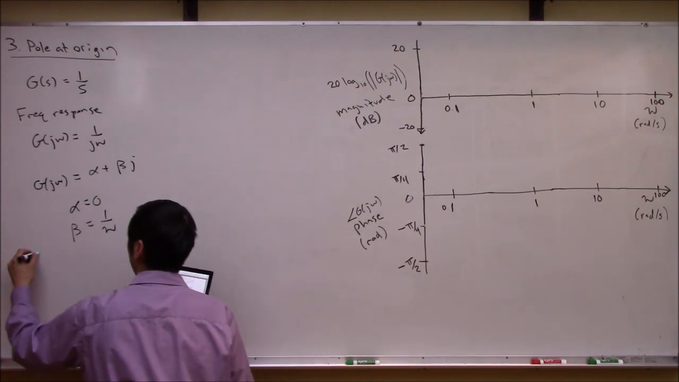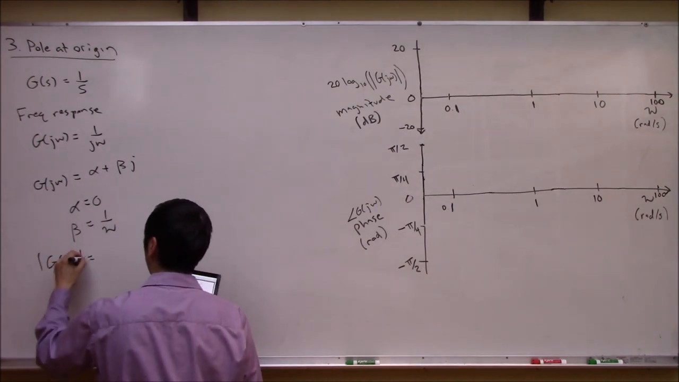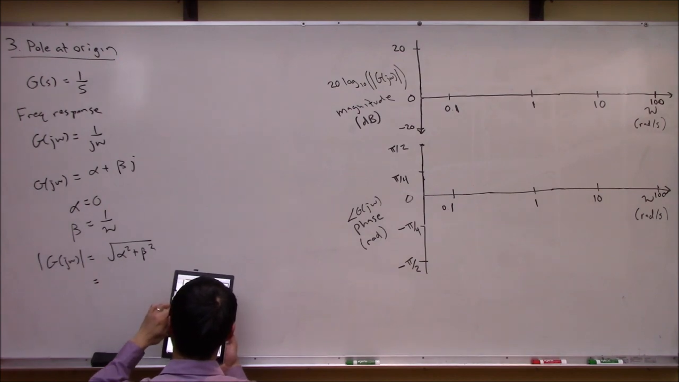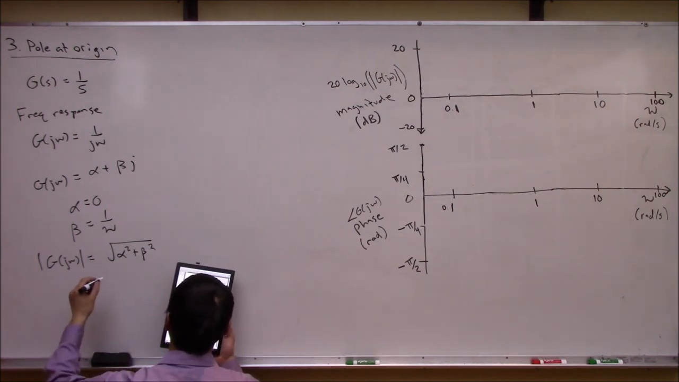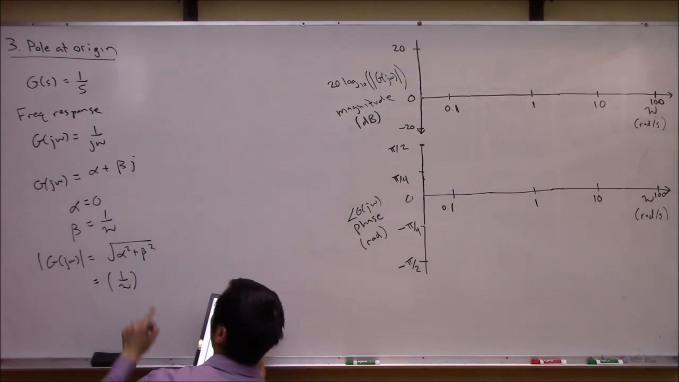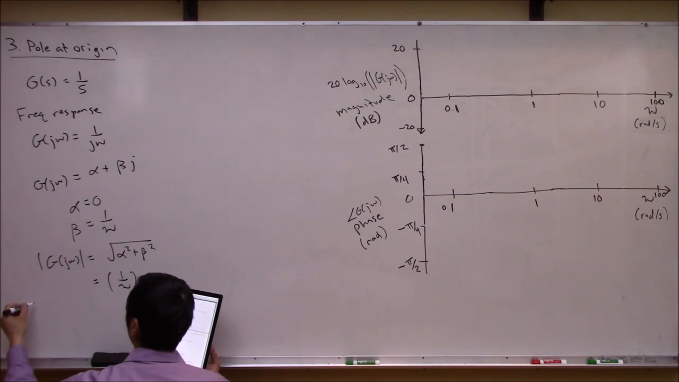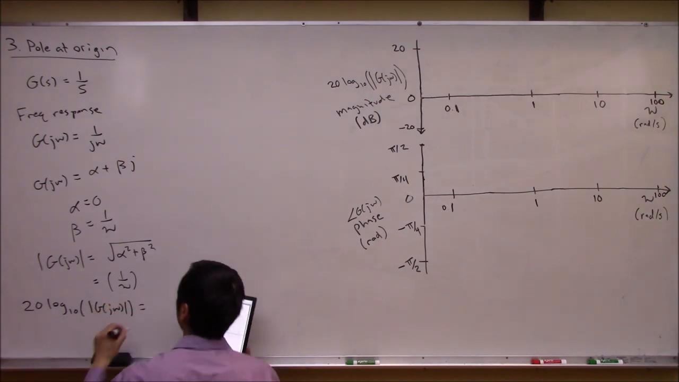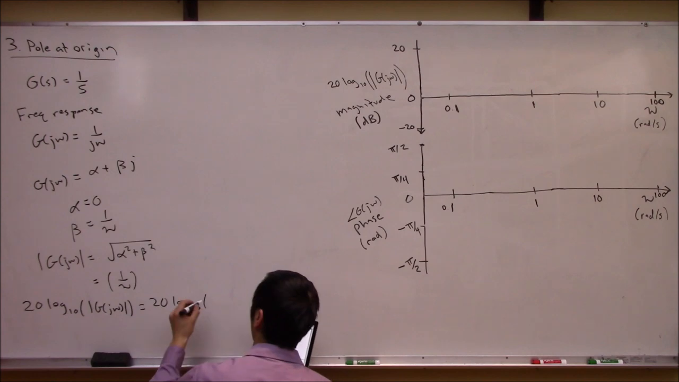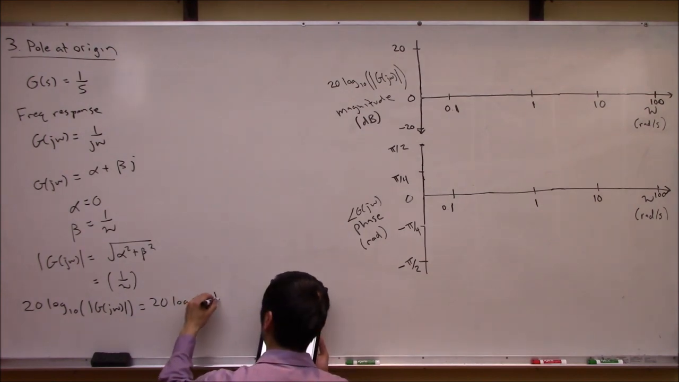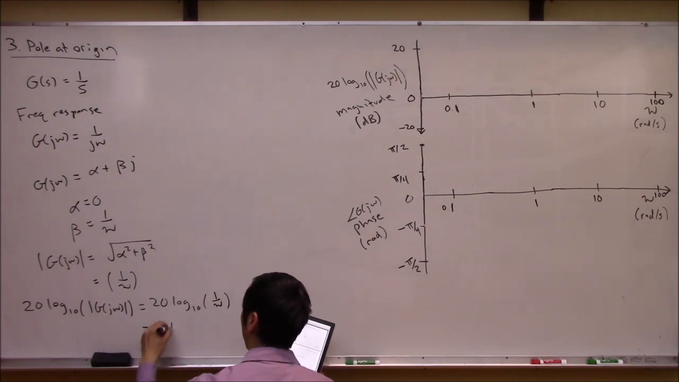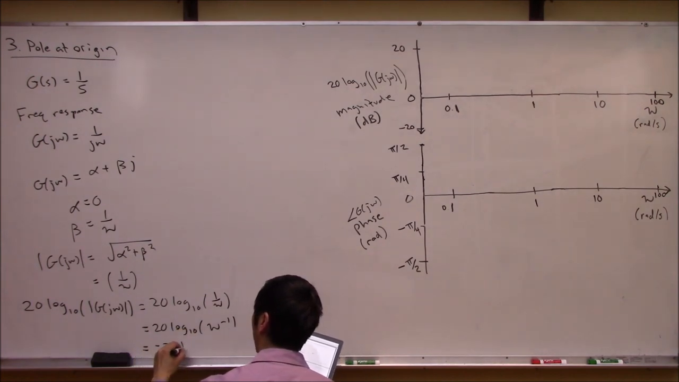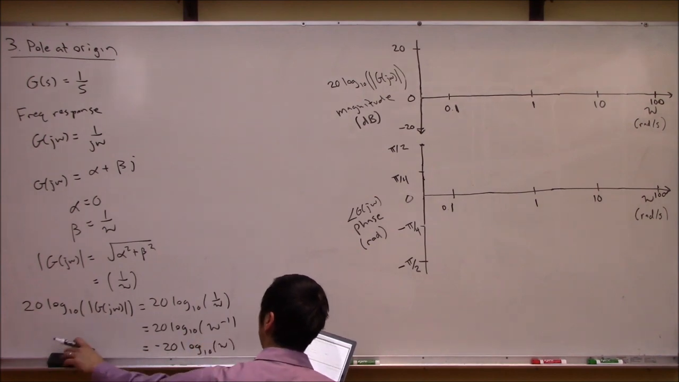So the magnitude of G of j omega, right? It's just square root of alpha squared plus beta squared here. So just plugging this in, this is actually really pretty darn simple here. We end up with just, what do we end up with here? This is just 1 over omega, right? By the time you do all the algebra and plug all that in, it's just 1 over omega. And again, getting this in decibels of 20 times log base 10 of magnitude of G of j omega, right? It's just 20 times log base 10 of 1 over omega, right? Which I guess you could write this as 20 times log base 10 of omega to the minus 1 here, right? And then do the falling off the log thing. So this is now negative 20 times log base 10 of omega, right?